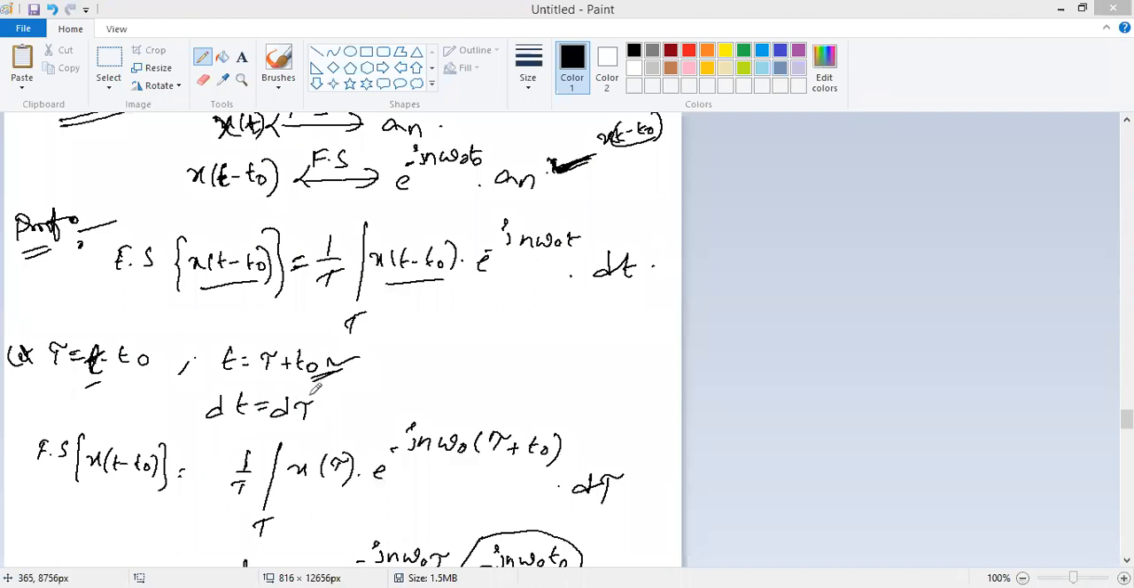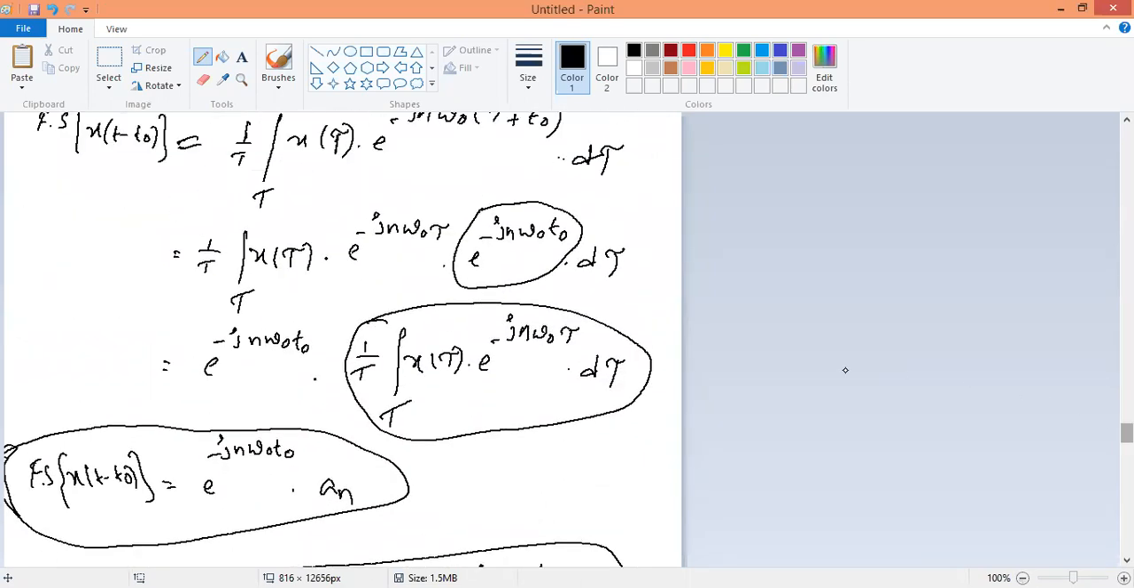Zero. Okay, now differentiation of any constant value is zero. dt equals d tau. Next, substitute these two values into the above equation. Fourier series of x of t minus t naught equals 1 by T integral T. Instead of t minus t naught, substitute the tau value. Now x of tau into e power minus j n omega naught t. Here instead of t, substitute the tau plus t naught value, tau plus t naught into d tau. Now instead of dt, substitute the d tau value.